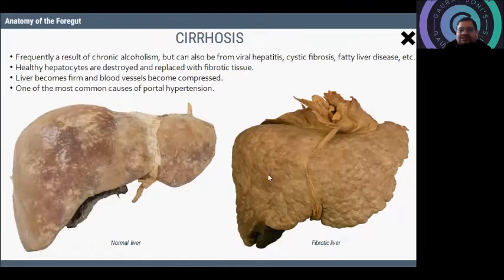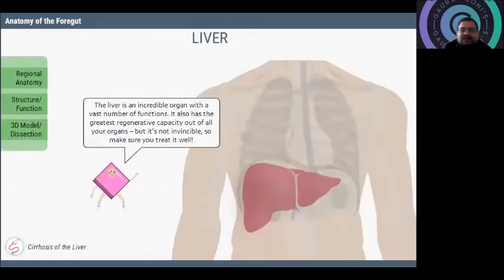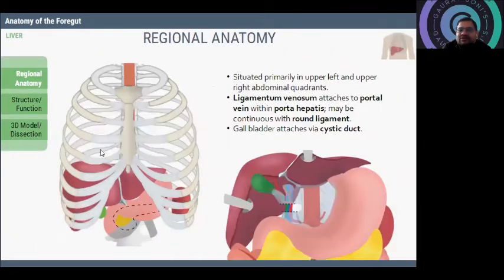You can see the difference in the diagram also. Livers become firm and blood vessels become compressed. It is one of the most common causes of portal hypertension. Now talking about the regional anatomy of this particular organ, it is situated primarily in the upper left and upper right abdominal quadrants. Ligamentum venosum attaches to the portal vein within the porta hepatis and may be continuous with the round ligament. Gallbladder is attached by a cystic duct. These are some of the attachments.